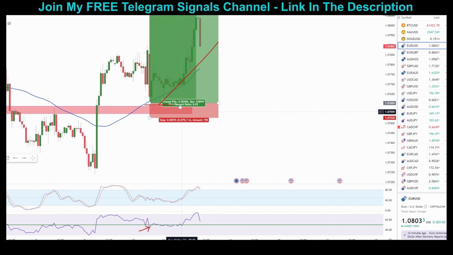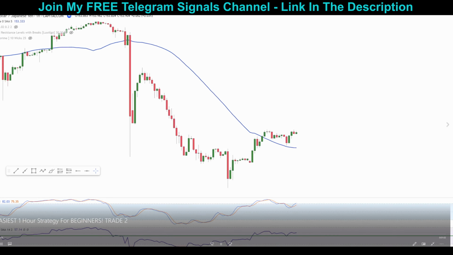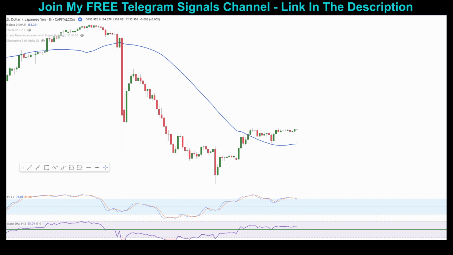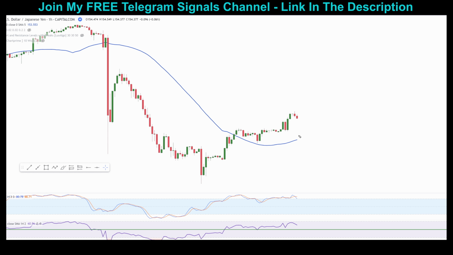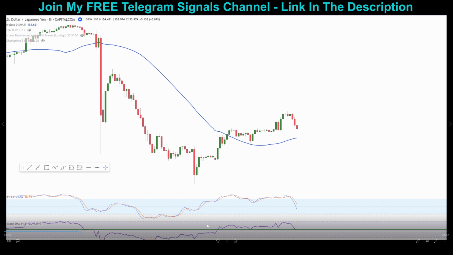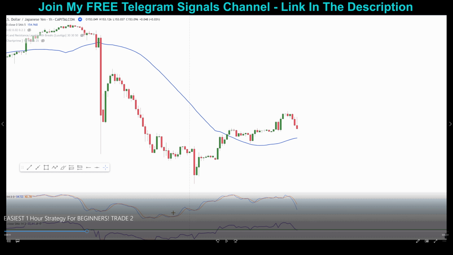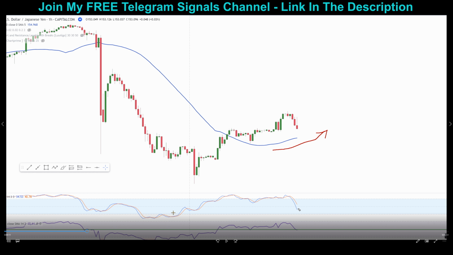Okay, so this is the first example. Let's go ahead and take a look at the second example that I have for you today. If you notice, this is on US dollar against the Japanese yen, right? So again, this is an uptrend, right? The 50 SMA is below the candlesticks.